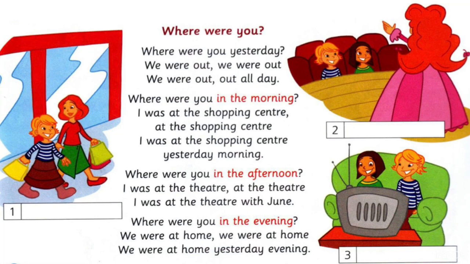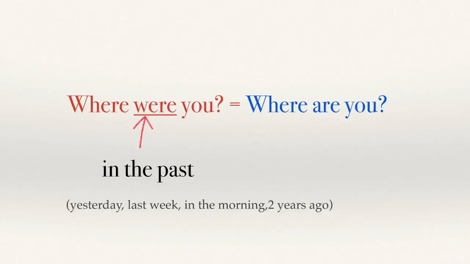Do you enjoy the song? Alright, so what is where were you? Where were you is the same as where are you. The difference is the word were and are. Were is used for the past. The question is asking about where someone is in the past. In the past means yesterday or last week or in the evening or in the morning, which is something that already happened.